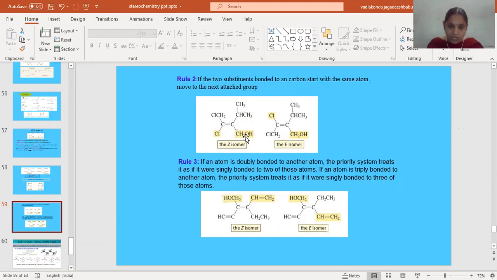So highest priority groups are present on the same side of the double bond. So this is coming as Z isomer, whereas here they are present on the opposite side. So this is the E isomer. So like that we can give so many examples.